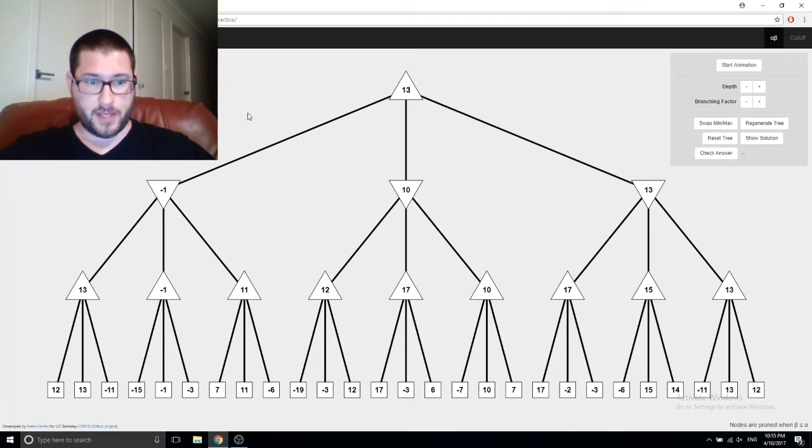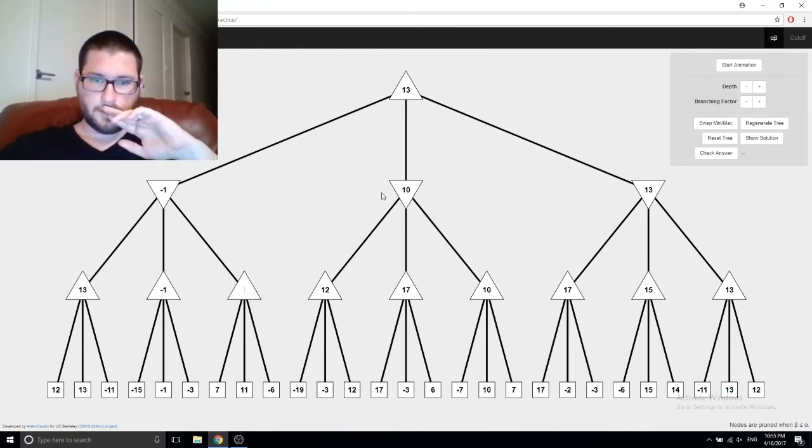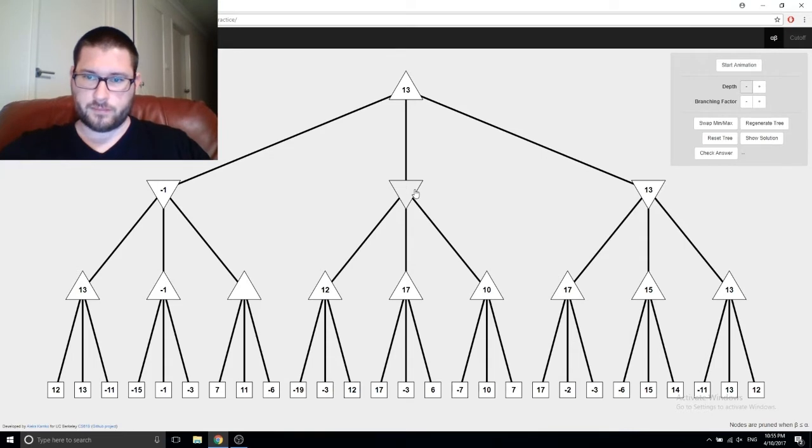Now we can talk about alpha beta. So let's just get rid of this one for a second. Okay, and we'll get rid of these two. Okay, so we're pretending that we've only explored this part of the tree.